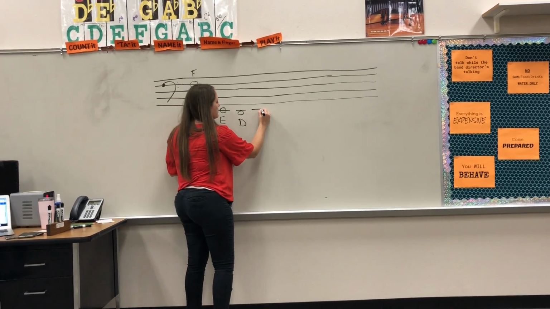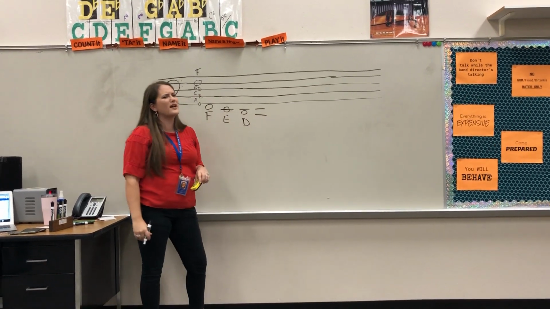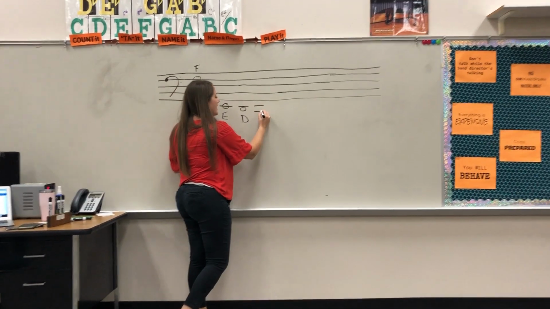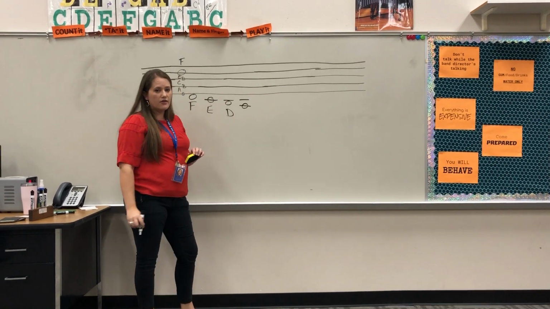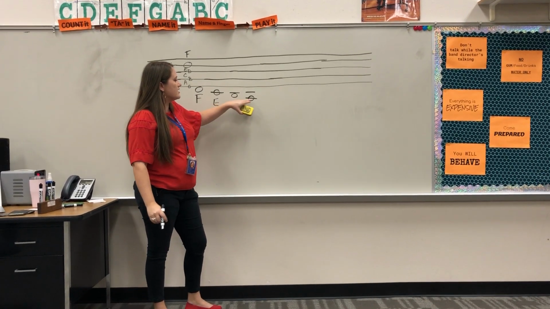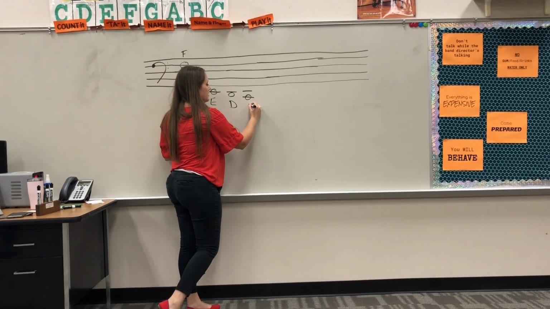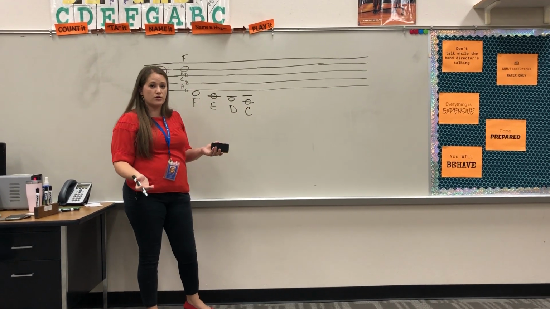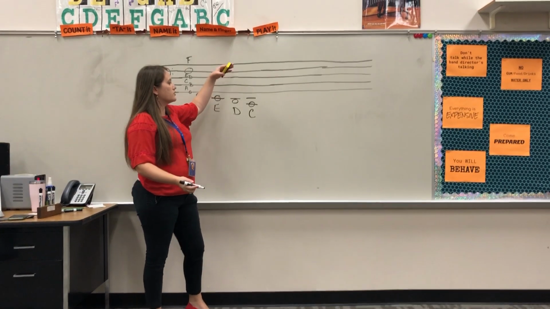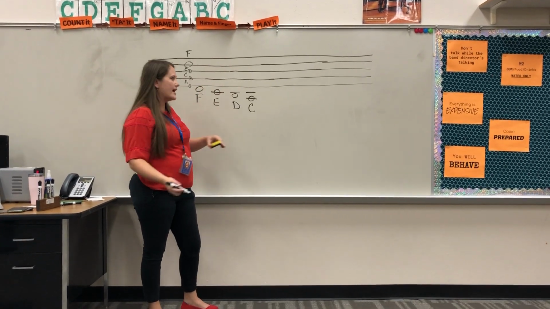And then I'm going to keep going, add 2 ledger lines. You can add lots and lots of ledger lines. So we're going to add this note right here on the ledger line, and when I say on, it means the line goes through the note, okay? So that's going to be C. Do you notice how we're still going down in the musical alphabet? Or backwards in the musical alphabet because we're going down on the staff.